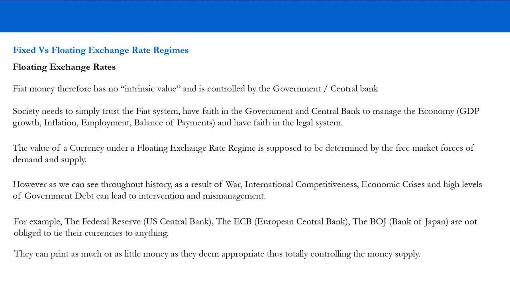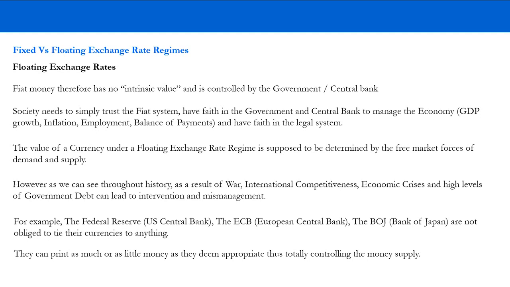So within the economy, managing GDP, gross domestic product growth, inflation of prices, employment, so jobs, and the balance of payments, so the payments for international trade. And it requires that society has faith in the legal system. So the value of a currency under a floating exchange rate regime is supposed to be determined by the free market forces of demand and supply.